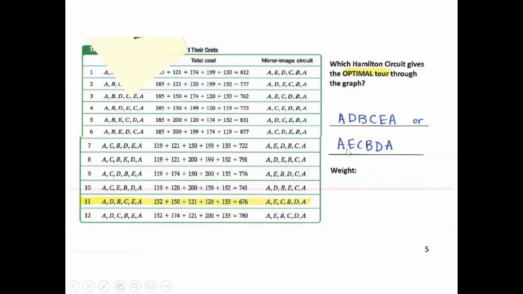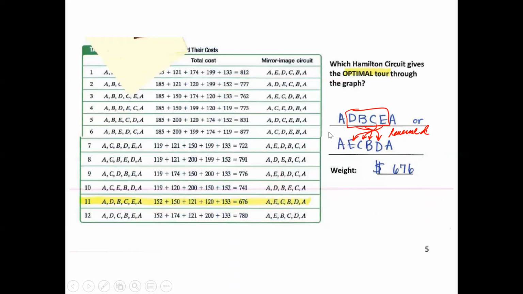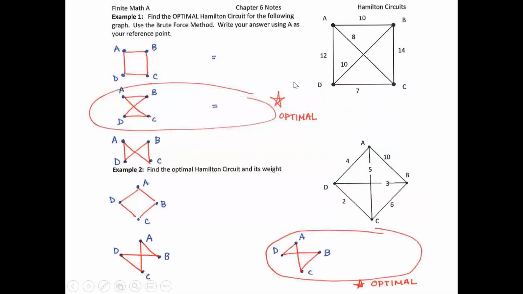Or what you can do is, remember, when you do the reverse or the mirror image of this, the first and last endpoint is always going to be the same. So if you start at A, you know you're going to end at A because it is a circuit. But what does change are the letters in between. So here E comes first, then C, then B, and then D, because it is reversed. So the total weight is $676, and that is the optimal tour with the brute force method.